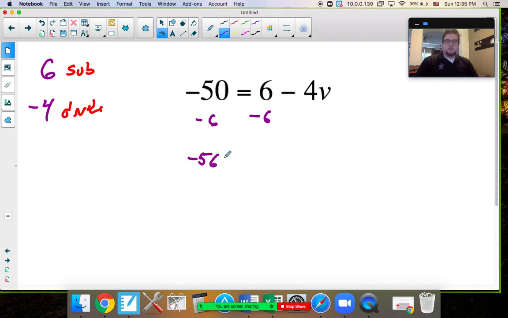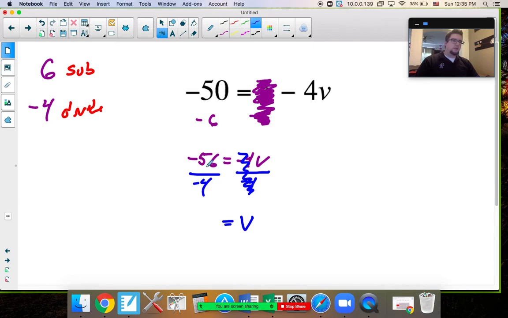We get negative 56 is equal to, now when this cancels out and this is gone, notice what's still left in the problem. It's not just the 4v, it's the negative 4v that gets carried down. We divide by negative 4 on each side. The negative 4's cancel out. Negative 56 divided by negative 4 gives us, I believe, positive 14.